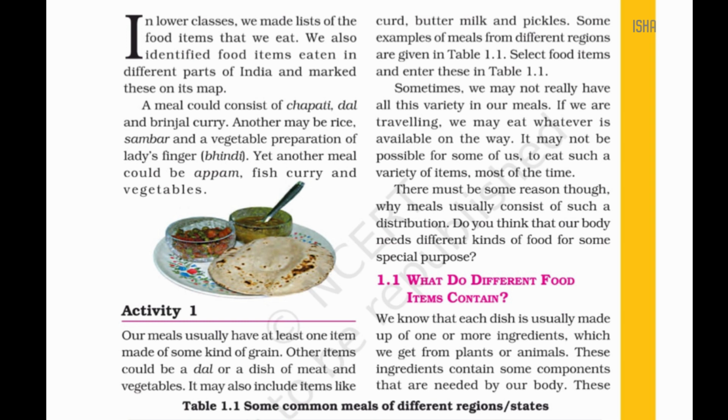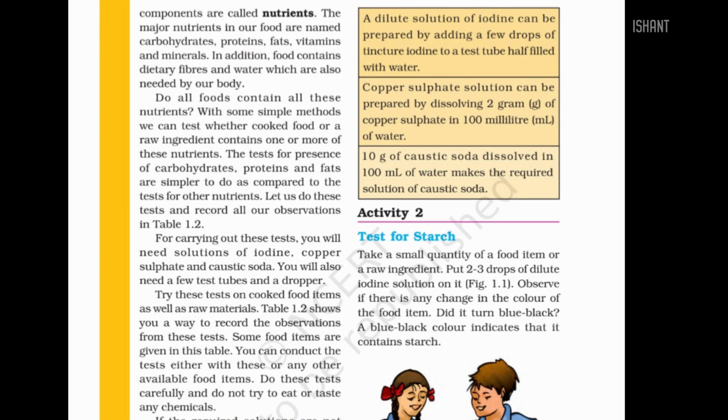1.1. What do different food items contain? We know that each dish is usually made up of one or more ingredients, which we get from plants or animals. These ingredients contain some components that are needed by our body. These components are called nutrients. The major nutrients in our body are named carbohydrates, protein, fats, vitamins, and minerals.